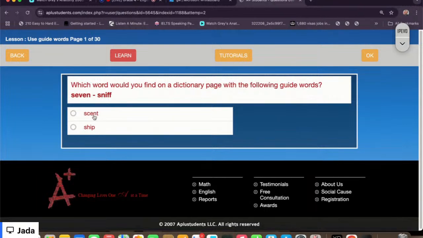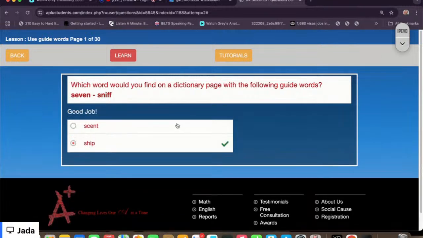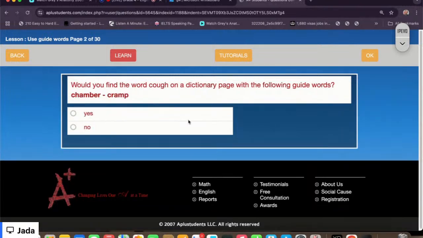So can we find scent between seven and sniff, or sheep? Which one can we find? Now look at the second letters because the first letters are all the same. We cannot find scent because scent is SC and C comes before E. Alright, so the alphabet is starting from E to N. So we can find sheep between seven and sniff. You have to take notes. You can check the alphabet as well so that you don't get confused.